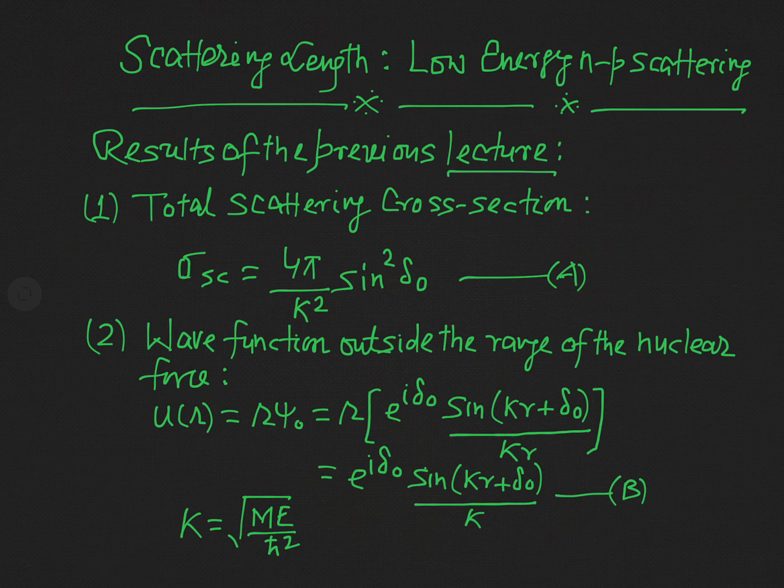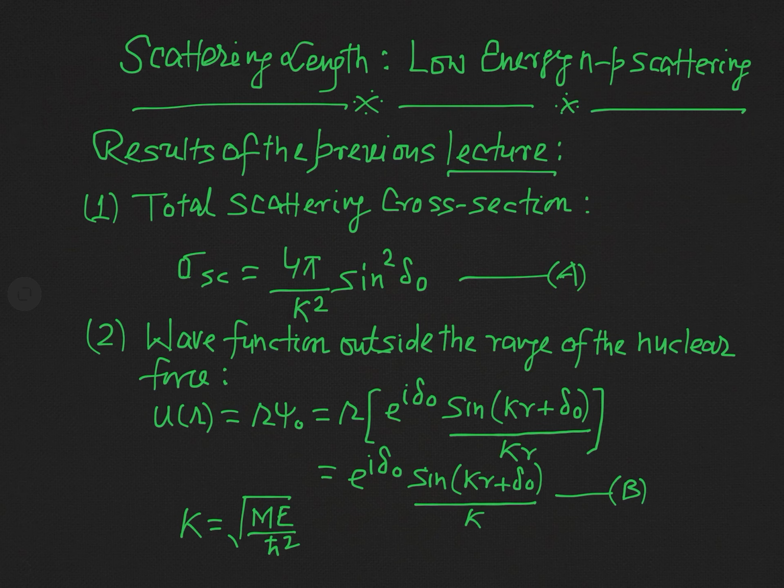And at the same time, we have found the wave function outside the range of the nuclear force. The range of the nuclear force is denoted by R0, so this result holds for r greater than R0. We have obtained the result that the wave function outside the range of the nuclear force is u of r. And this u of r is r into psi naught. We have calculated psi naught in the previous lecture, and psi naught was found to be e to the power i delta naught sine kr plus delta naught over kr.